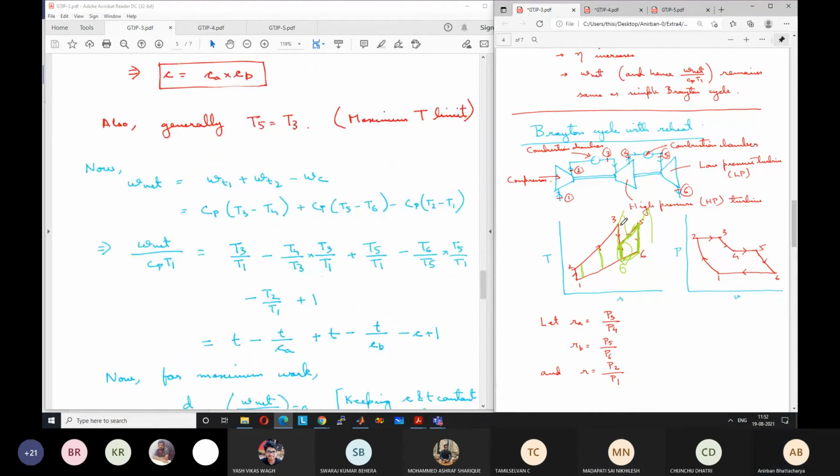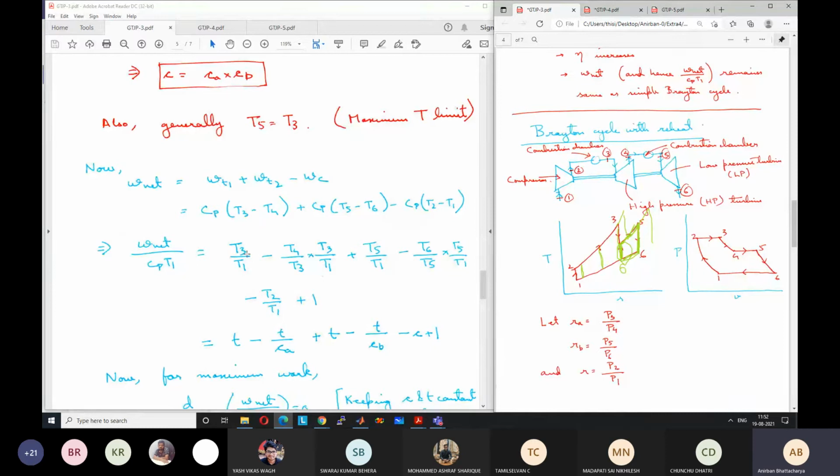Now, what we generally assume is that maximum temperature is fixed. So T3 equal to T5. The only variables are T4 and T6, which will depend on CA and CB. Now the work output we can write in terms of both the turbine work outputs minus compressor work input. So it is Cp (T3 minus T4) plus Cp (T5 minus T6) minus Cp (T2 minus T1). Okay, so net specific work output in non-dimensional form, if you divide by Cp T1, you will get it.